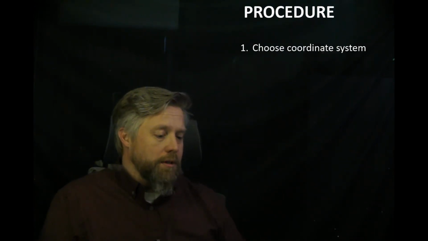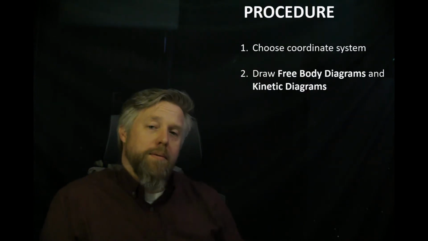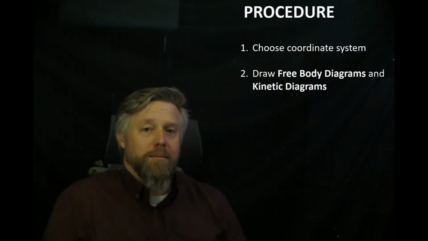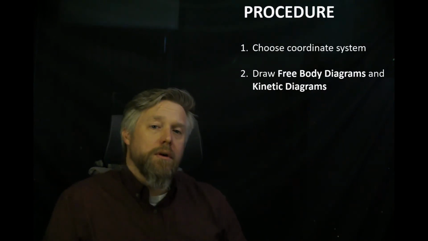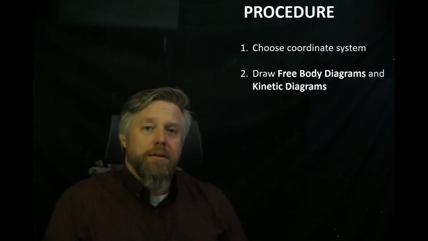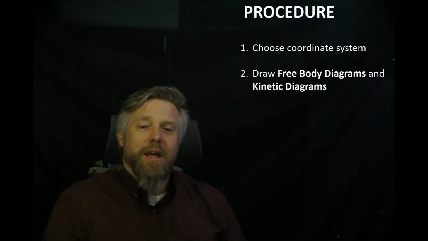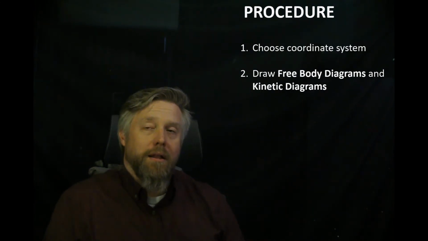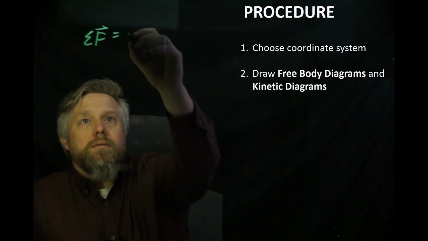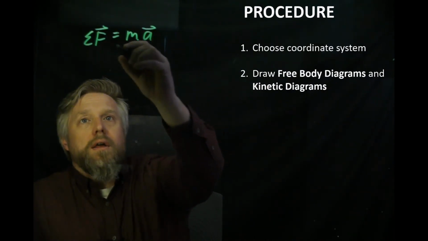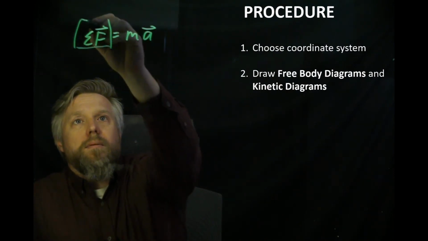Once you choose your coordinate system, you're going to draw free body diagrams and kinetic diagrams. Free body diagrams you're familiar with. You used those in statics. And a kinetic diagram is just the other side of Newton's second law. If the sum of the forces is equal to mass times acceleration, this side we draw a free body diagram for.